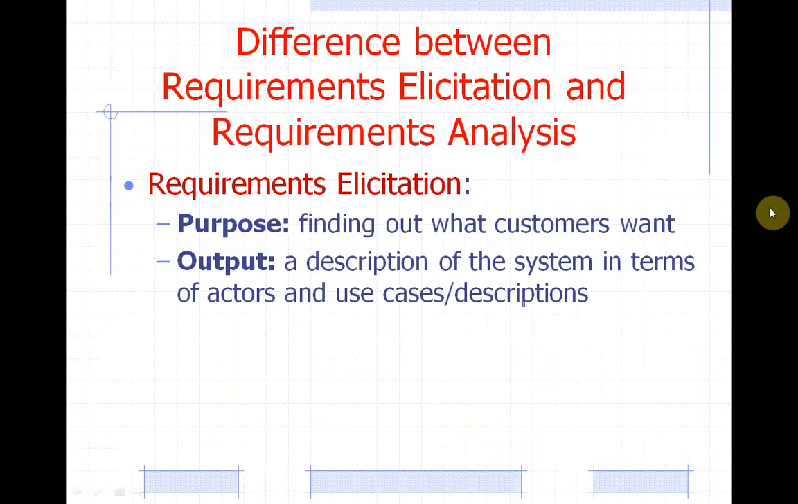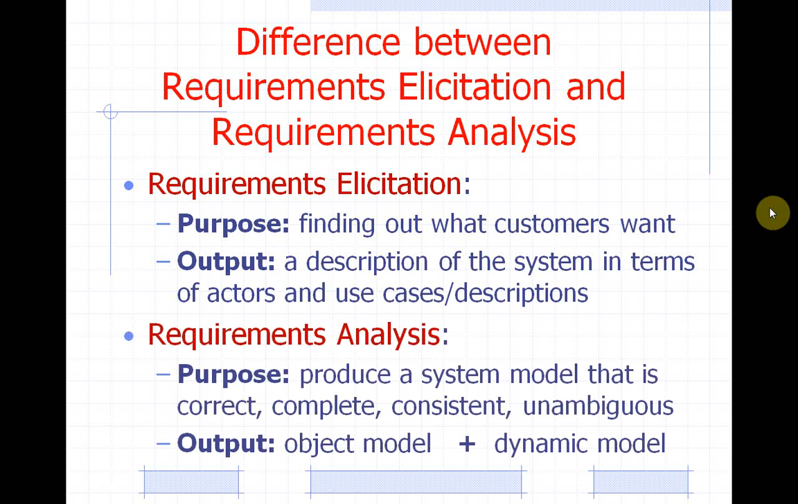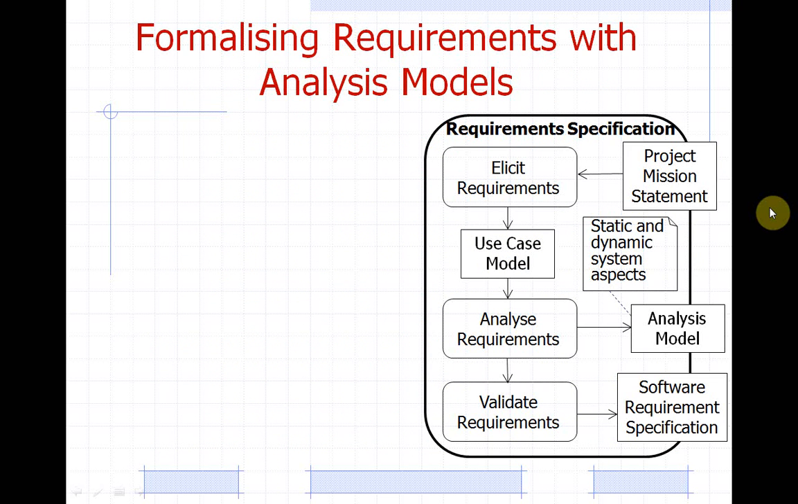We may wonder about the difference between requirements elicitation and requirements analysis. The difference falls into two aspects. For requirements elicitation, the purpose is to find out what customers want, and the output is a description of the system in terms of actors, use cases, and descriptions. For requirements analysis, the purpose is to produce a system model that is correct, complete, consistent, and unambiguous. The output is an object model plus a dynamic model. So we need to formalize the requirements with the analysis models.